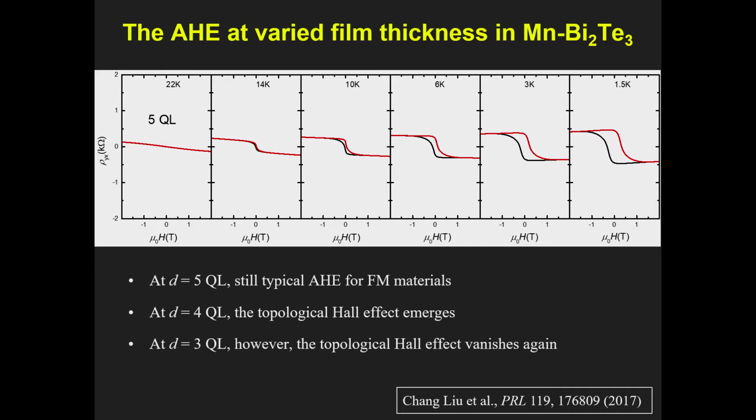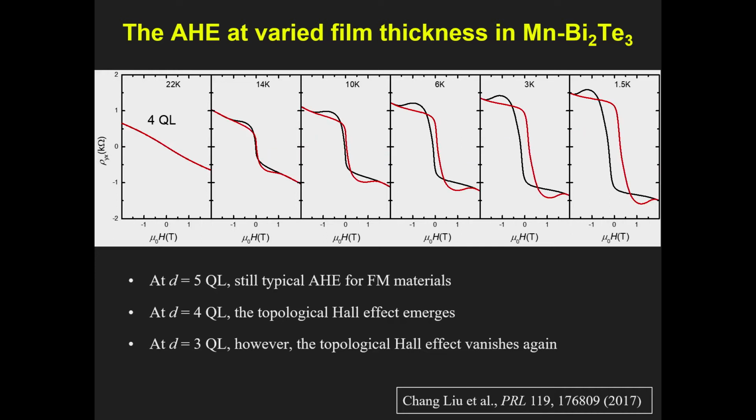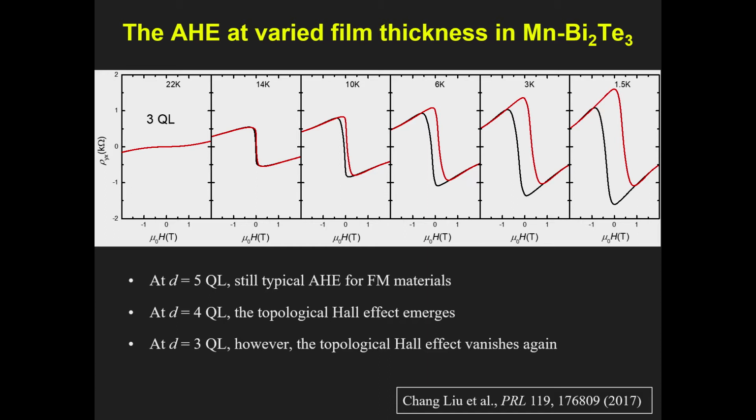This is a 5 quintuple layer, or 5 nanometer thick, manganese-doped bismuth telluride. It's nothing interesting. It's just an anomalous Hall effect. But when we reduce the thickness just a little bit, by 1 unit cell to 4 quintuple layers, immediately we saw this very pronounced signature of the topological Hall effect found in Skyrmion systems. Then we reduce the thickness again by 1 unit cell to 3 QL, and the topological Hall effect is gone. It returns to the very simple anomalous Hall effect.